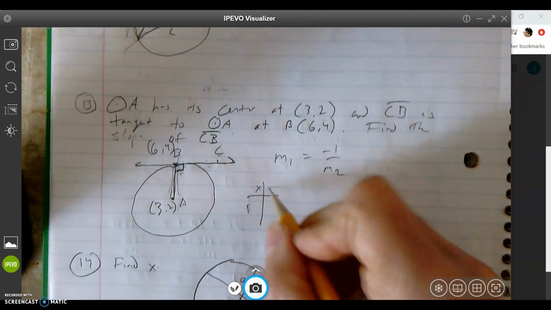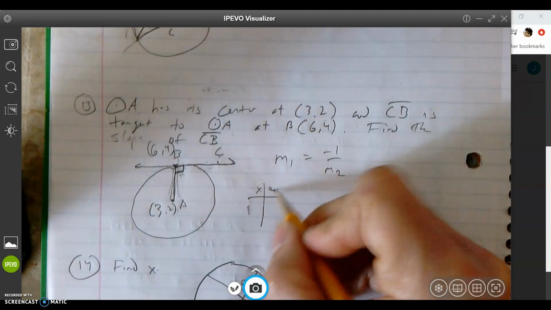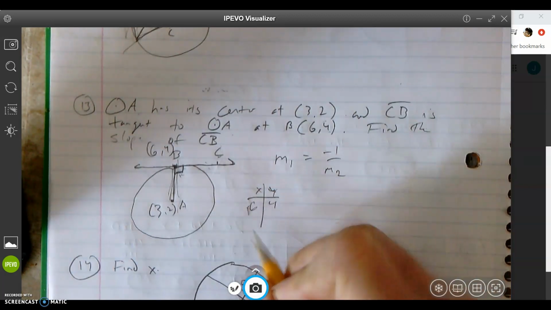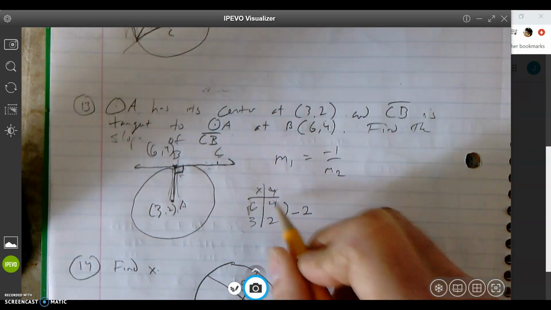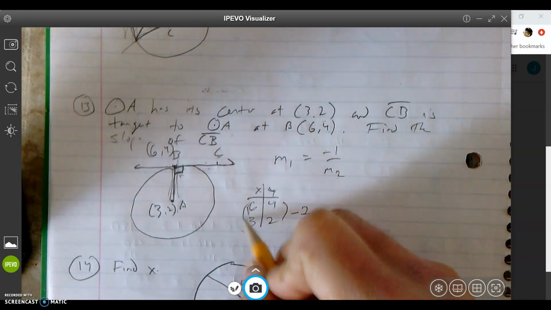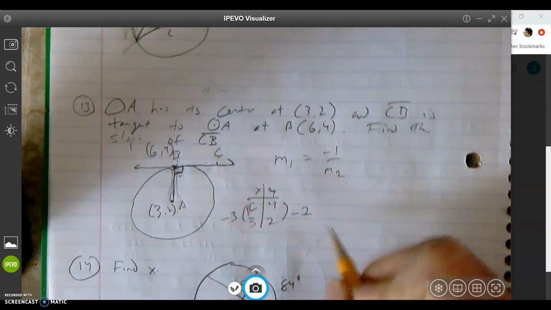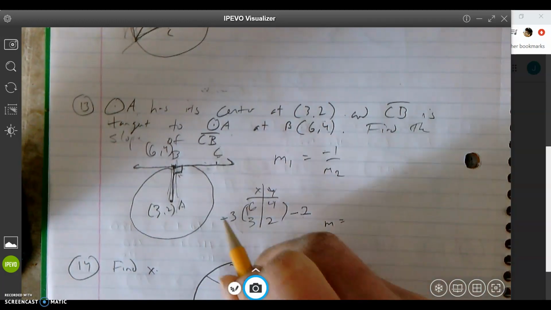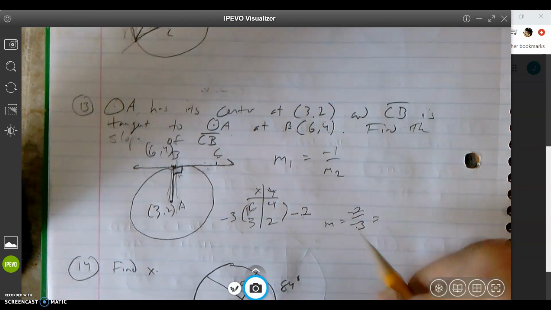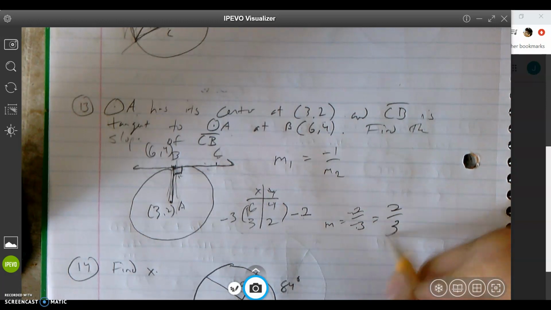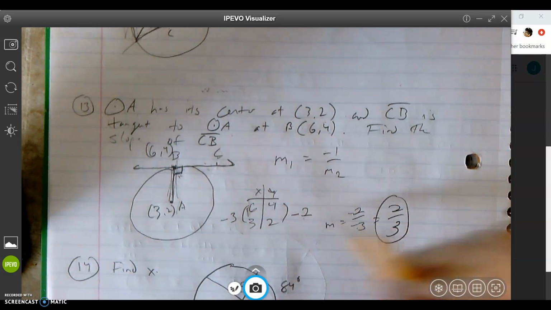We always draw a chart. So that's 6, 4, 3, 2. 4 to 2 is down 2. 6 to 3 is down 3. So the slope is the change in y over change in x. Negative 2 over negative 3. Negative divided by negative is positive. So the slope right here is 2/3.